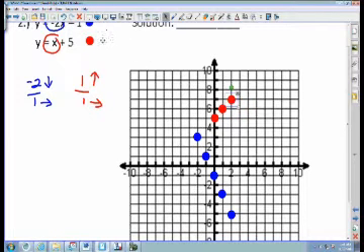I need to go back the other way. So I'm going to go down 1 to the left 1, down 1 to the left 1, and so on. I hit the line. I could stop right there. So right here looks like it's my ordered pair, which is negative 2 and up 3. So I think my solution is negative 2, 3.